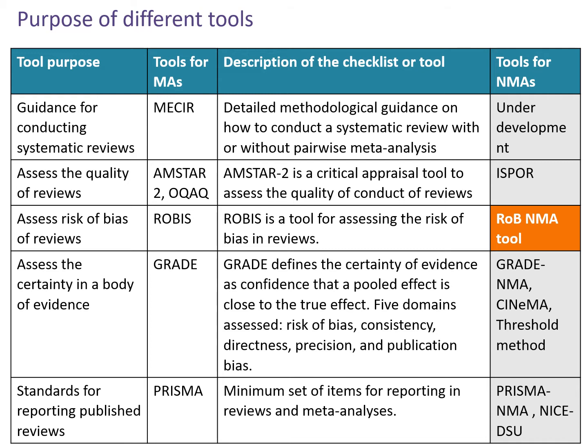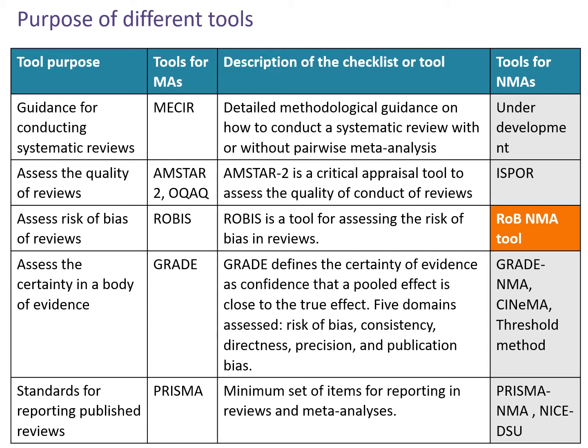So for critically appraising the quality of reviews, the AMSTAR 2 checklist is the most commonly used tool for systematic reviews, and it aims to evaluate the quality of conduct of reviews with pairwise meta-analysis. ROBIS is a domain-based tool which is used to assess the risk of bias in systematic reviews, results, and conclusions based on pairwise meta-analysis.